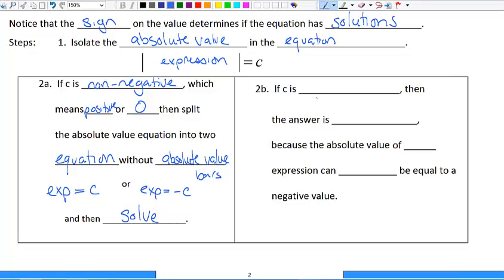Now, if C happens to be negative, then the answer is simply no solution. There isn't any case where, once the absolute value bars are isolated, if you take the absolute value of it, that you're going to get a negative number. Because the absolute value of any expression can never be equal to a negative number. So let's practice these.